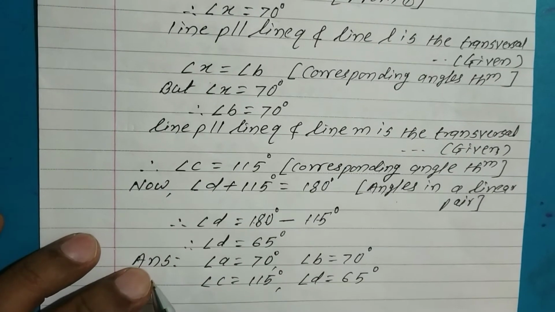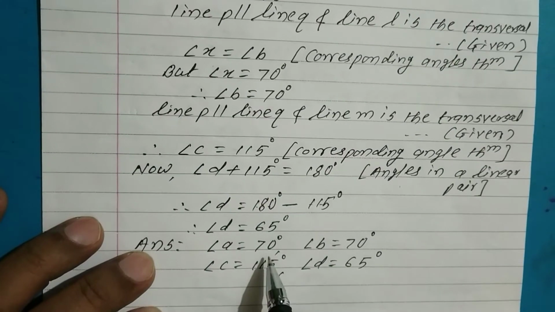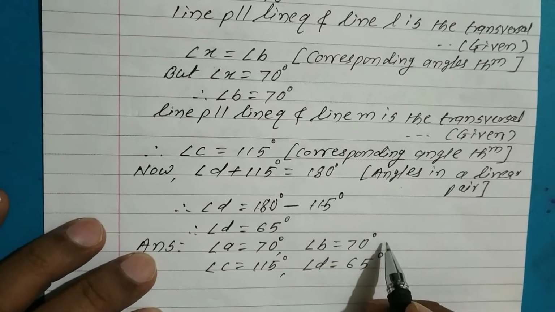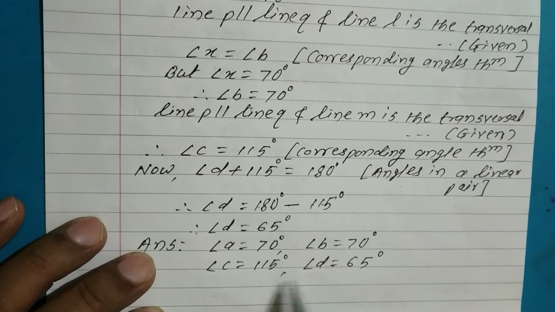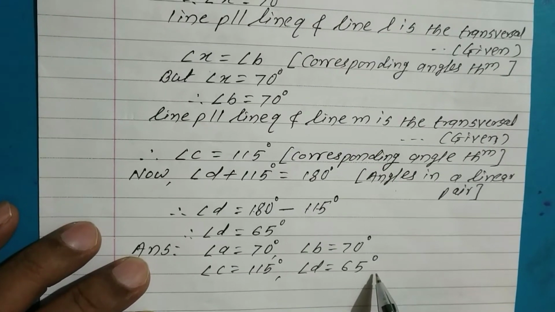Now last you write the answer. Angle A 70 degree, angle B 70 degree, angle C 115 degree, angle D 65 degree.